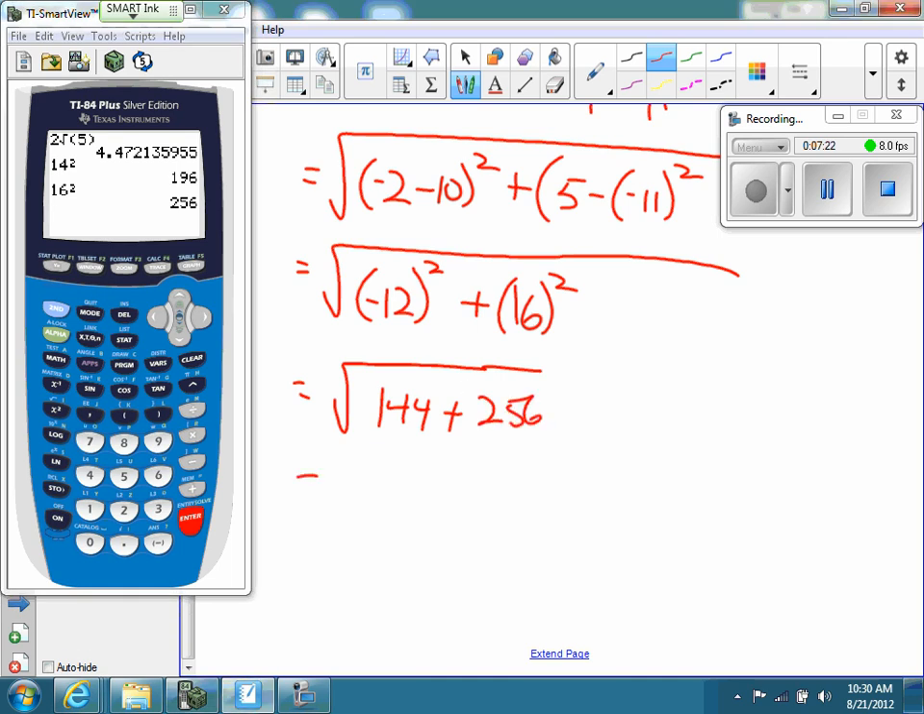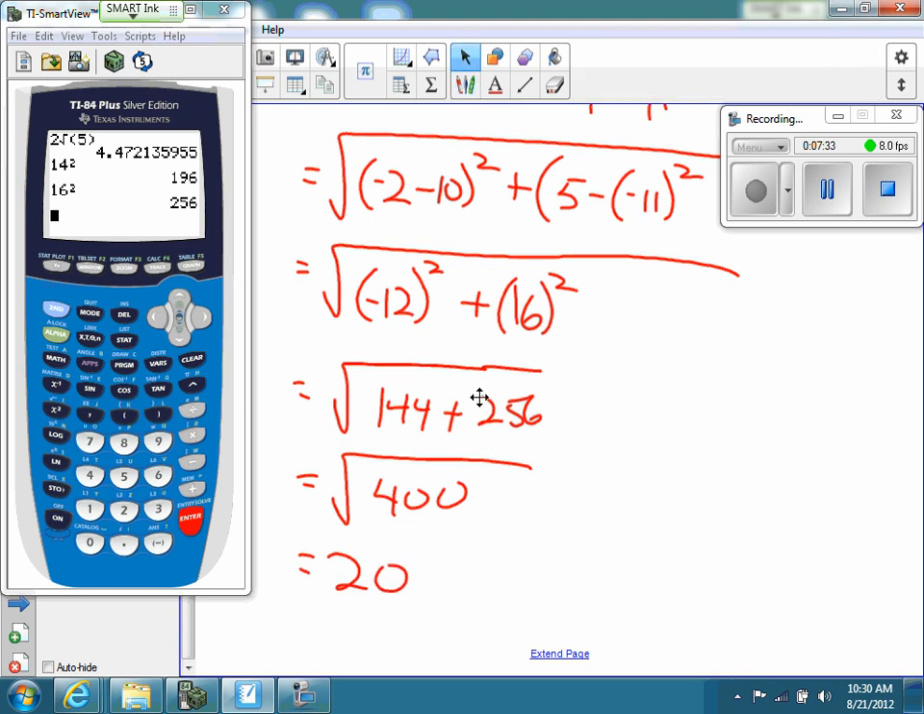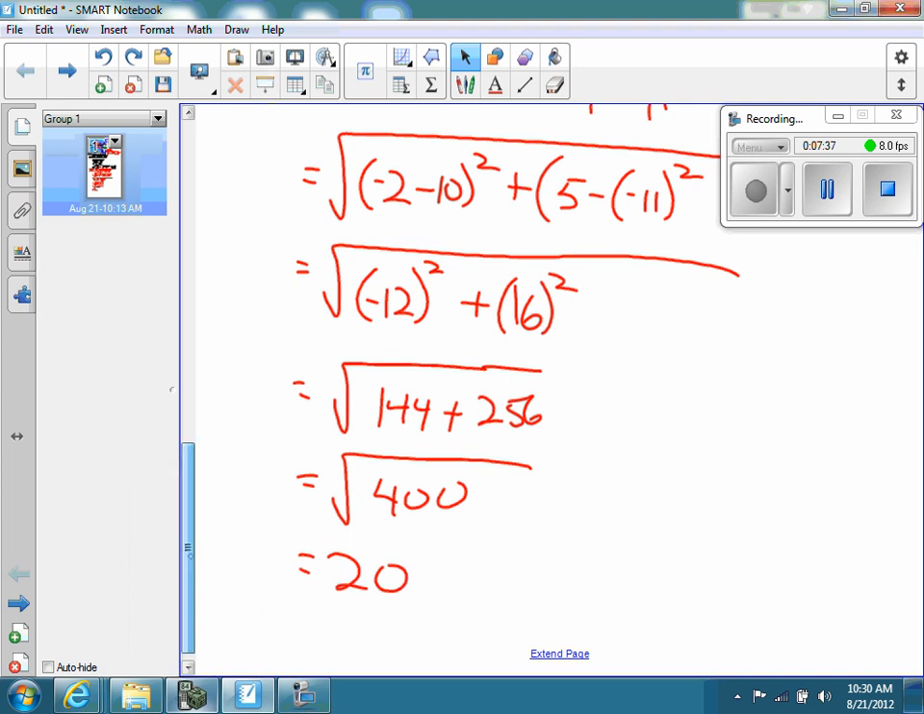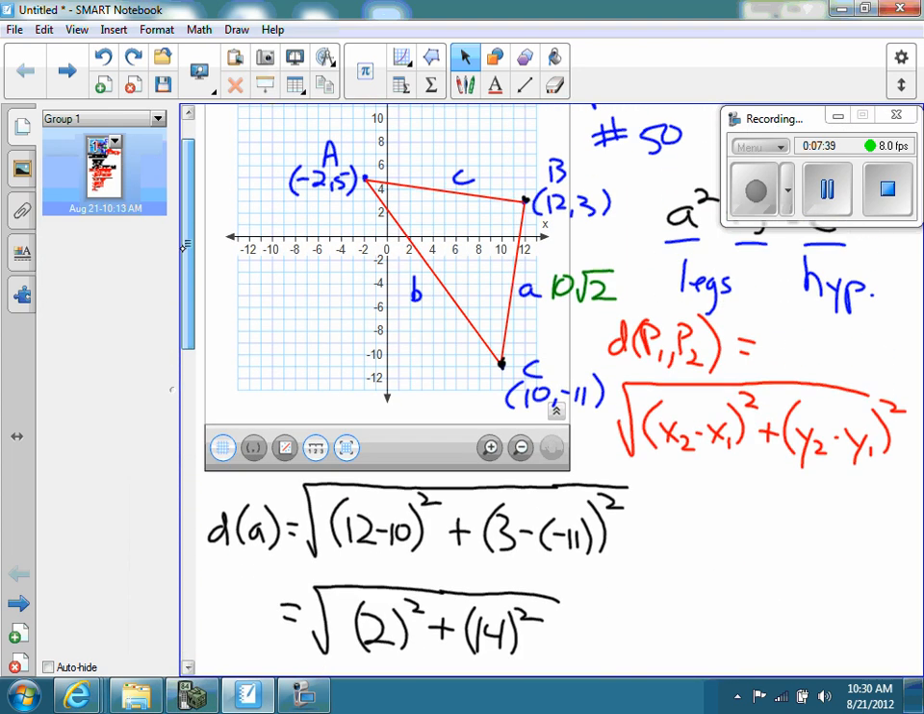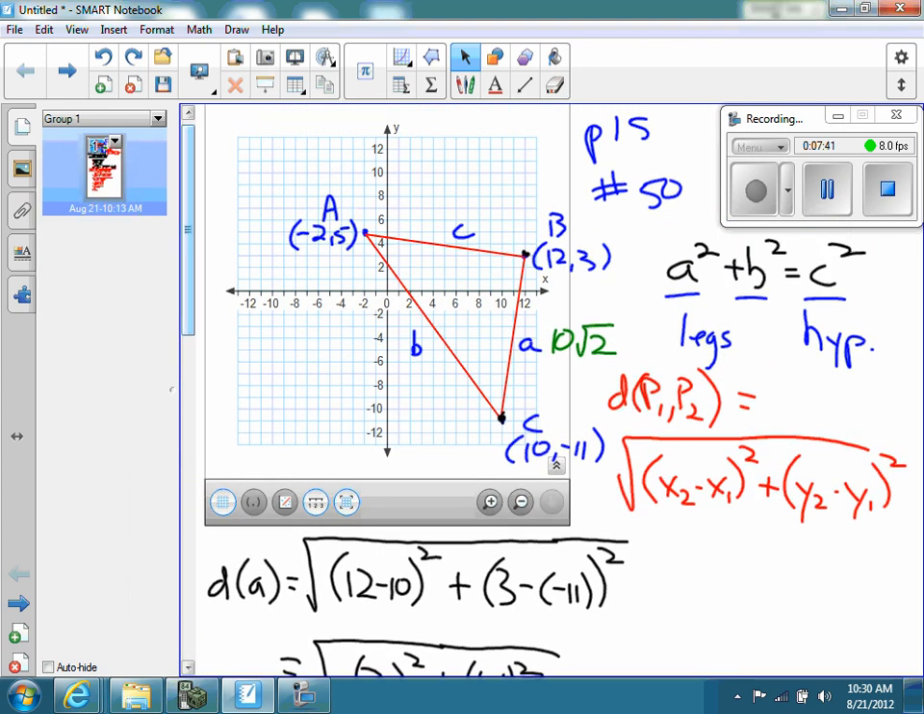That's interesting. That's equal to the square root of 400, which is a perfect square. That's equal to 20. So now I know that side B, let's go all the way back up here to the top, side B is 20. Now let's calculate side C.